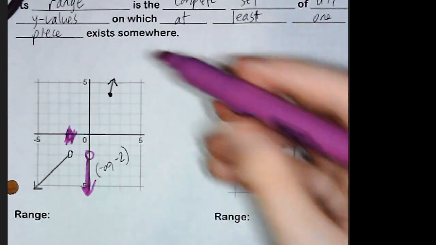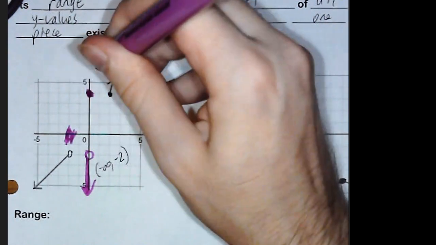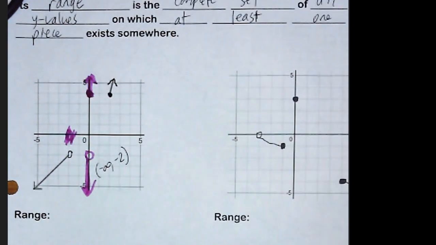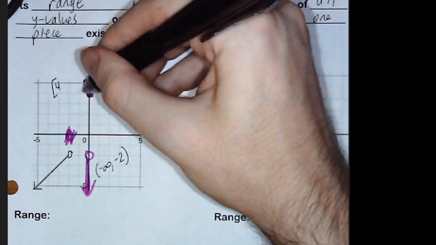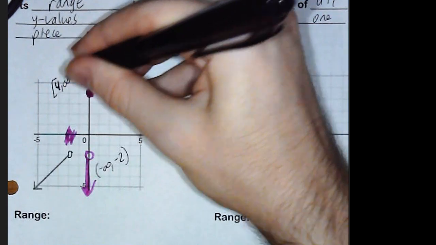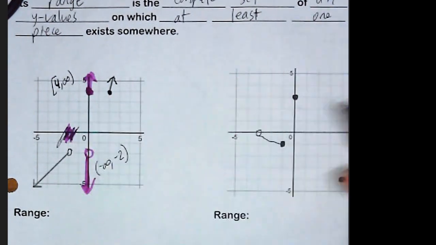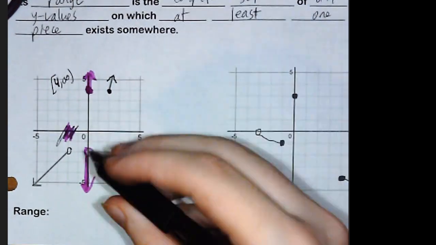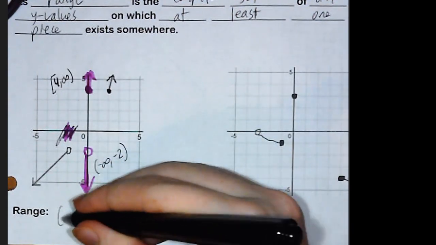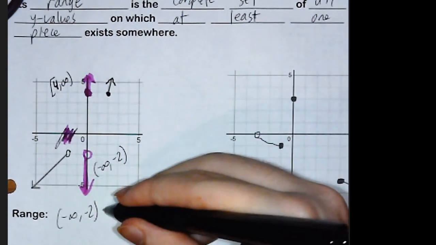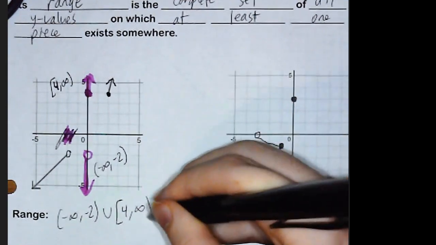Now my second piece is all the way up here. It starts at +4 and is shaded up. And we can include +4 because there's a closed circle here, and then it goes to positive infinity. And so now to write our complete range, again, ignore this, that's a mistake. To write our complete range, we're going to union both of these intervals. So we've got negative infinity to -2, union from 4 to infinity, including 4.